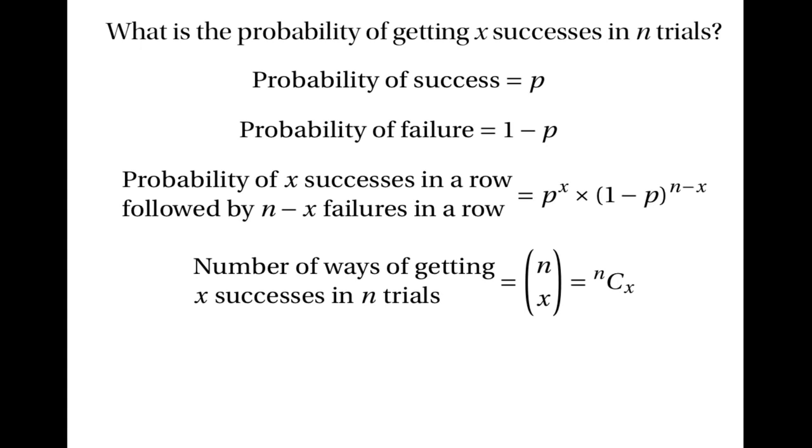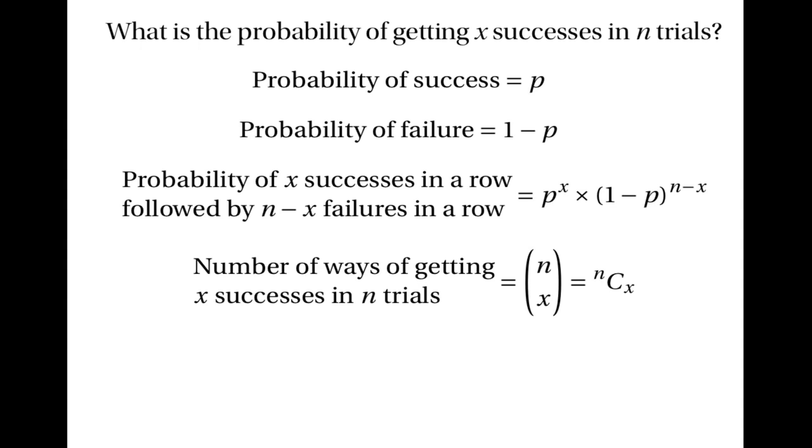Okay, now there's some notation for talking about the number of ways of getting x successes in a sequence of n trials. You can write an n above an x and put them in brackets, or you can write a C with an n above and to the left and an x below and to the right. And both things you can read out as n choose x. But remember, this is just notation for talking about the number of ways of getting x successes in n trials.